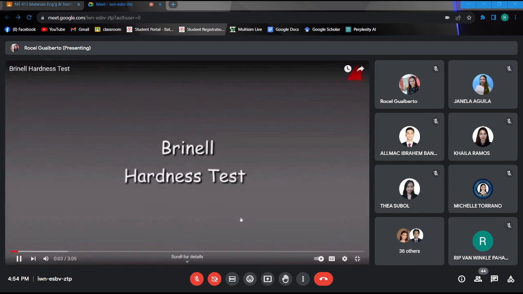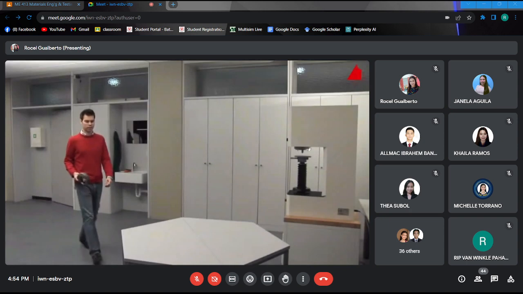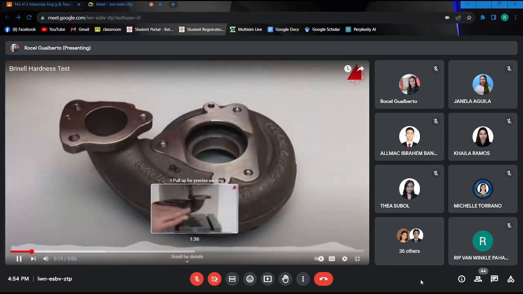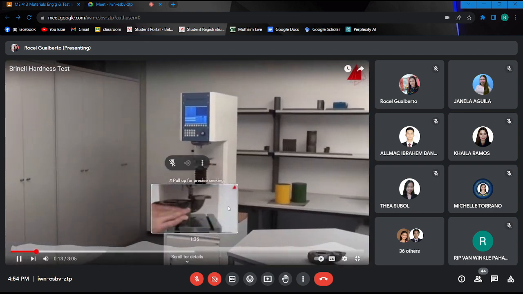The Brinell hardness test. Using the Brinell method, the hardness of a turbocharger housing is to be measured. First of all, the tester has to make himself familiar with the testing machine.